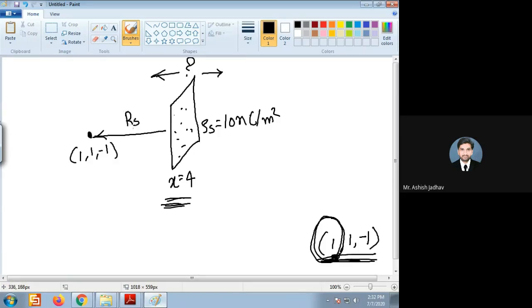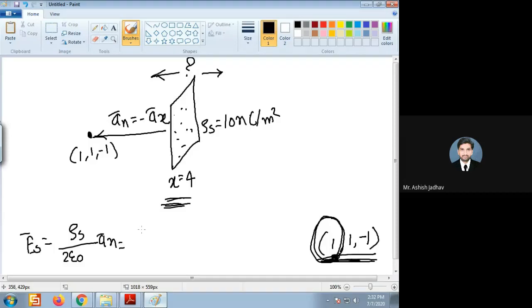For that, RS bar is to be calculated, right? Actually, we have A bar N in the formula. So what would be the value of A bar N for this case? A bar N is equal to minus A bar X. Absolutely correct, right? So put the values into the expression. ES bar is equal to rho s upon 2 epsilon naught A bar N. The value of A bar N is minus A bar X.